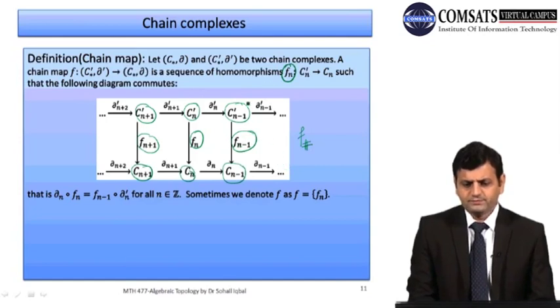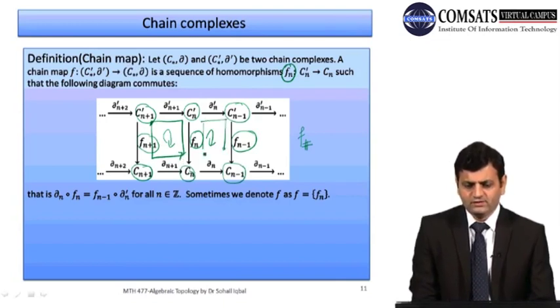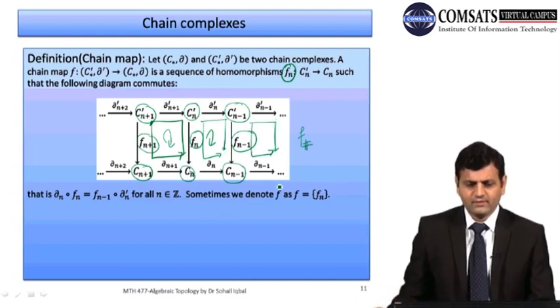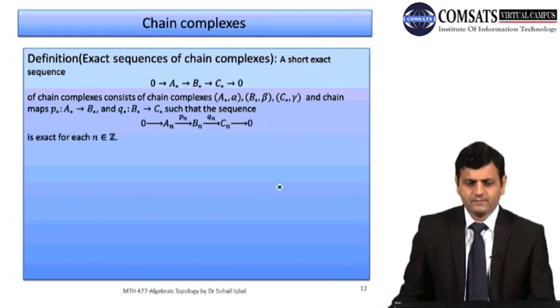So what's a chain map between two chain complexes? It's a sequence of homomorphisms such that the diagram commutes. In other words, if I start from this point and follow this route, or if I start from this point and follow this route, then I'm going to get the same answer. And this happens for each and every square contained in this diagram. That's how we defined a chain map.